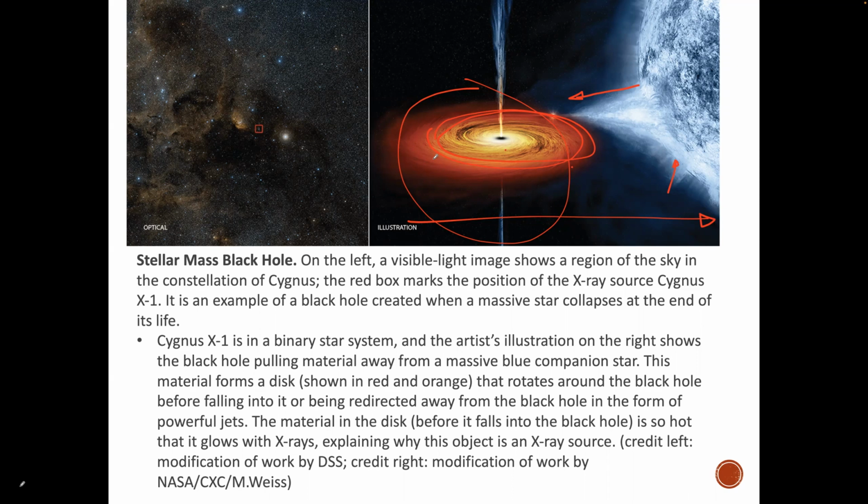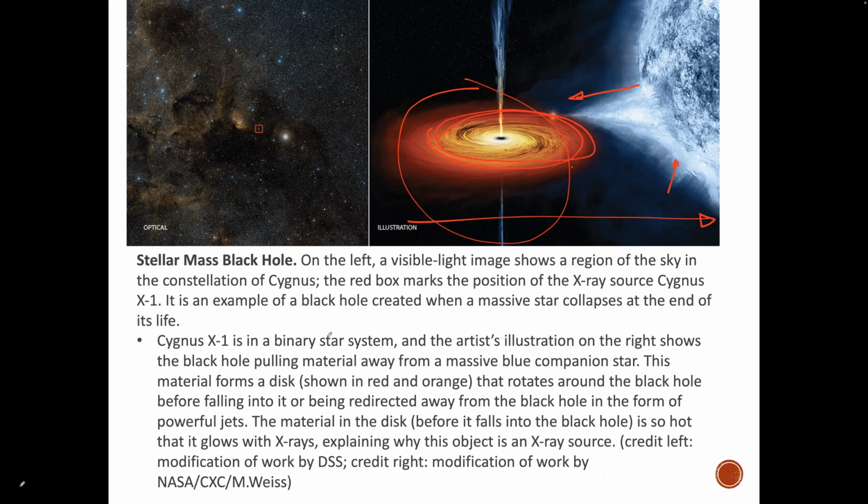And once this material is falling into the black hole, it will form powerful jets, right? And this material in the disk is very hot before it falls into the black hole. Because of that, it will emit X-rays, right? And you will detect these X-rays when you look at this particular object through an X-ray telescope. And detection of these X-rays is what confirms that there is a black hole, right? So that's how we identify a black hole. So this is just an example of one way of detecting black holes, right?